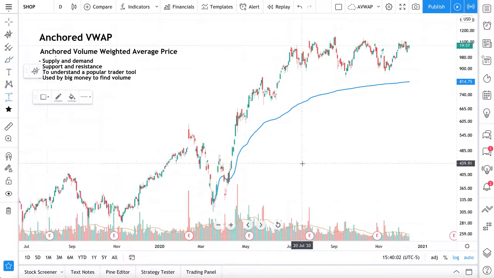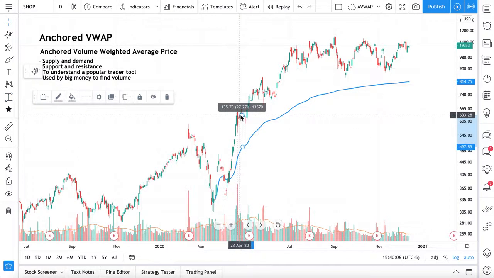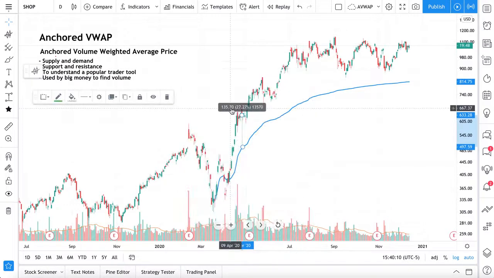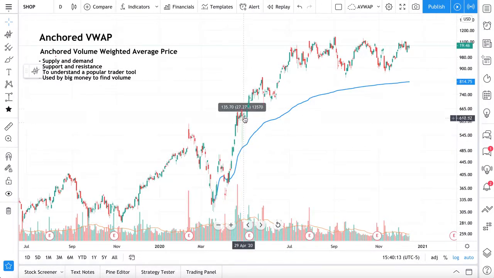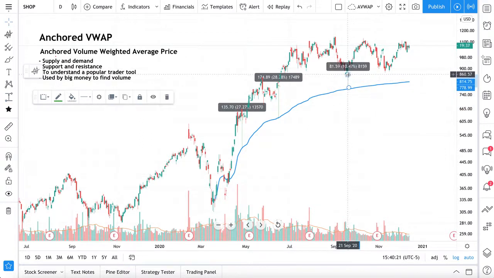And now how are we making those assessments? Well, look at the difference between the price and the anchored volume weighted average price. This is a 27% difference. This is a 28% difference. This is a 10% difference.